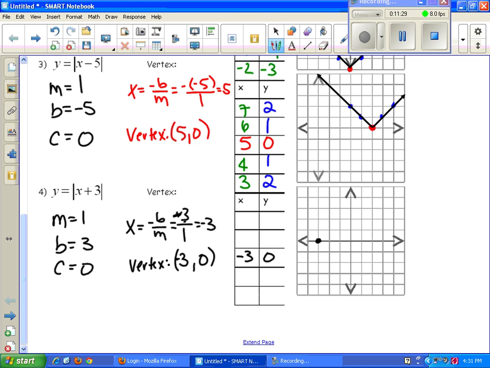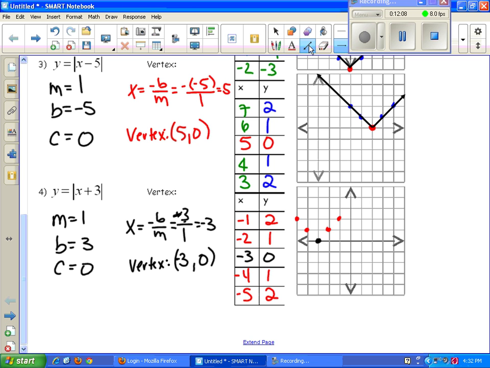So now if I pick two x coordinates to the right of negative 3, negative 2 and negative 1, to the left would be negative 4 and negative 5. Then if I take the x values and plug into my equation, I'm going to get my y values. If I plug in negative 1 plus 3 gives me 2, and the absolute value of 2 is 2. If I plug in negative 2 plus 3 is 1, and the absolute value of that is 1. If I plug in negative 4, I would get 1, and negative 5 would give me 2 for an answer. So my points would be here, here, here, and here.